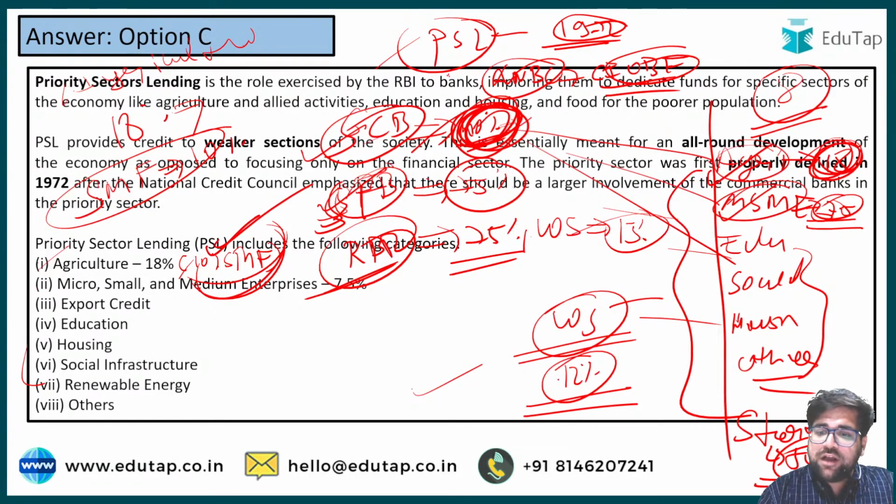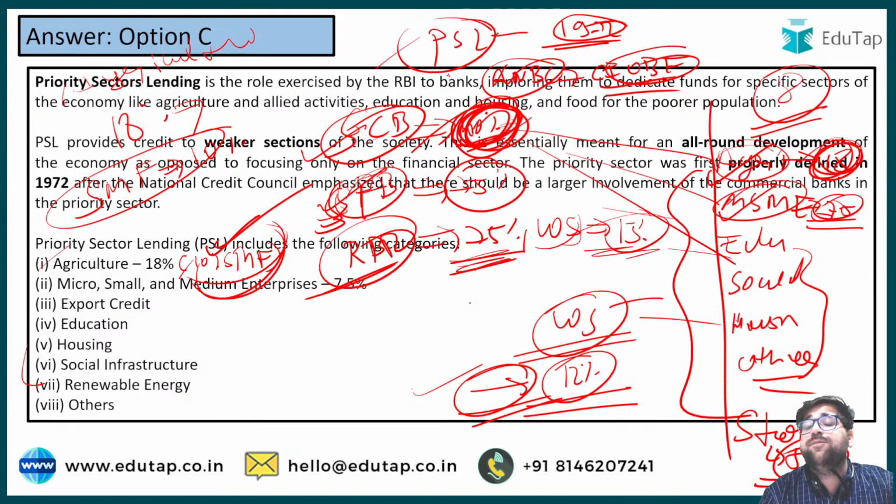For weaker section, how much is the target? 12%. But for RRBs, total PSL is 75 and weaker section will have 15%. So this was my knowledge regarding PSL, although I know I was not able to explain it in a very organized manner, but listen to my videos again and again and you will get it.